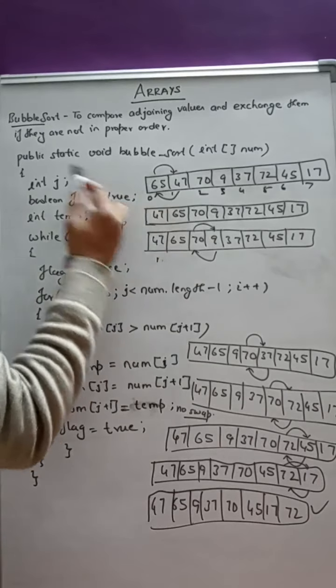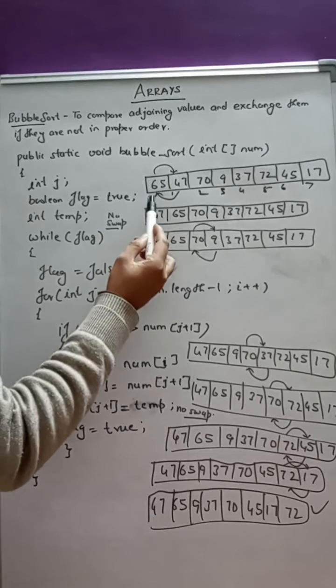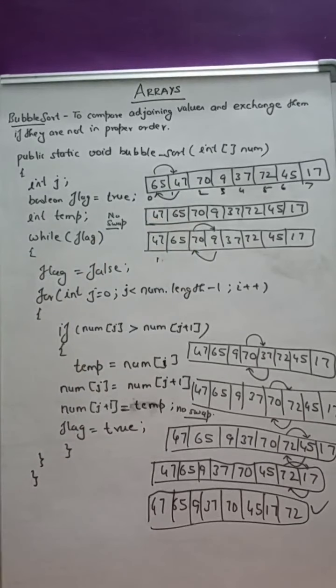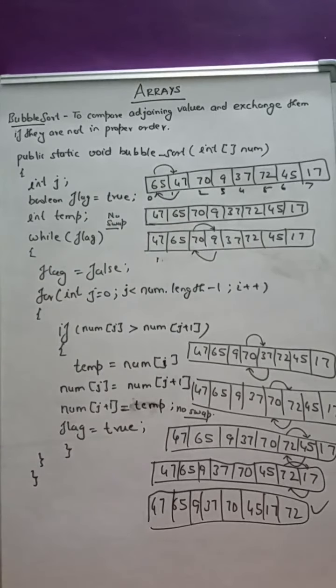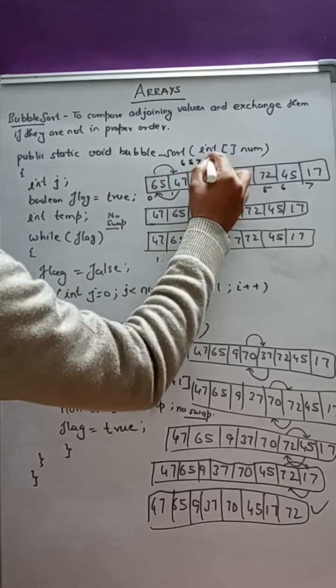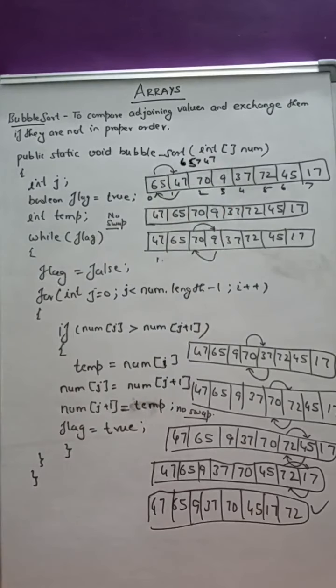Now when we start the bubble sort operation, we will be comparing 65 with 47. Because we are arranging them in ascending order, that means if a number is smaller, it will be placed on the left hand side. Now we are comparing 65 with 47. If 65 is greater than 47, this condition is true.